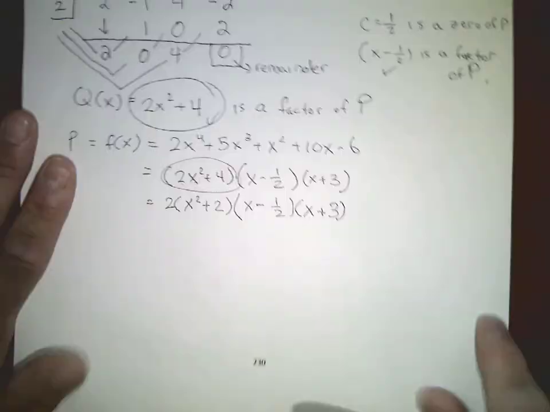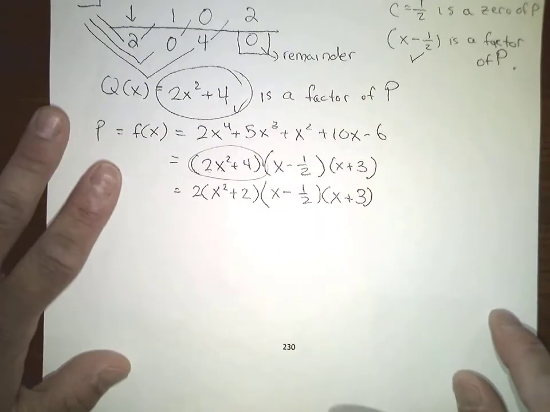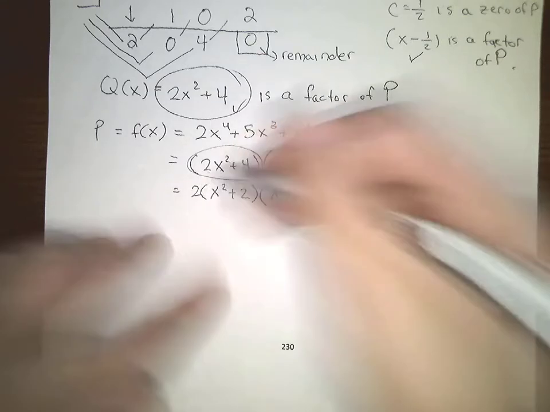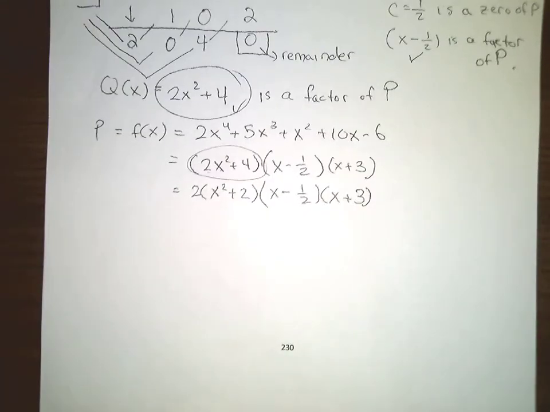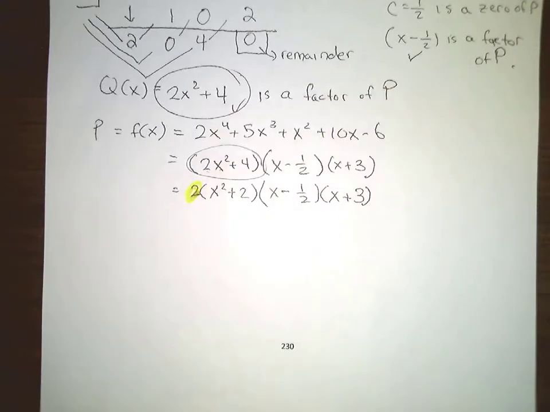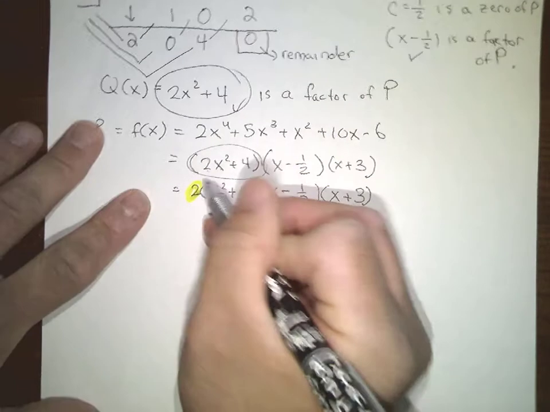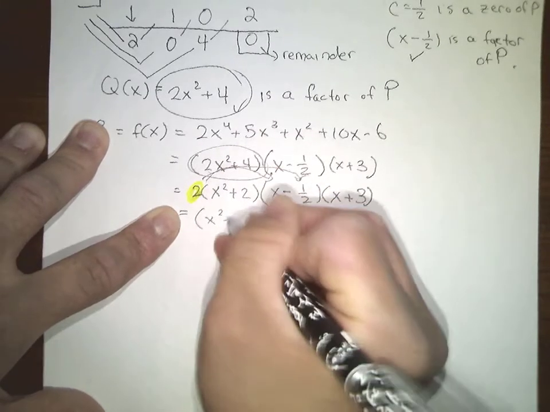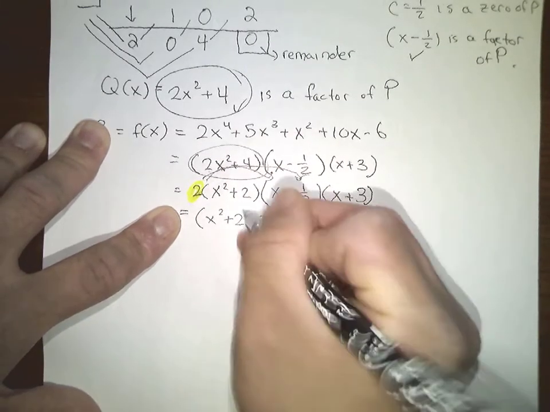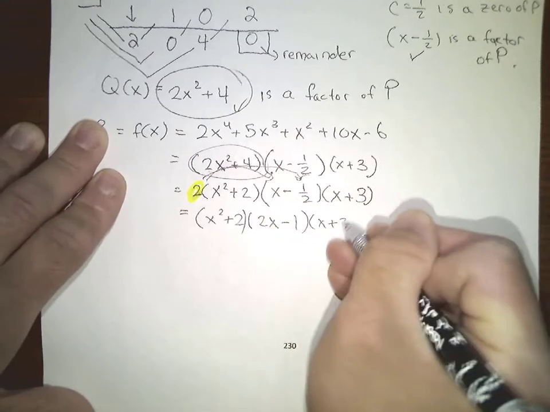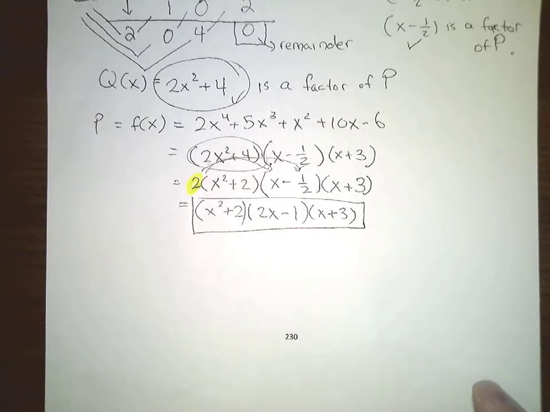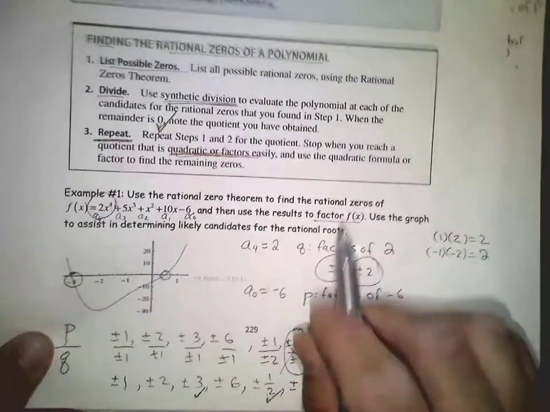And now, normally when you factor, you wouldn't actually see a fraction like this. So here's what actually happens. I'm going to take this 2 right here, and I'm going to go ahead and distribute it into this factor here. So I have x squared plus 2 times 2x minus 1 times x plus 3. So this is what I end up with as the result of factoring f of x.